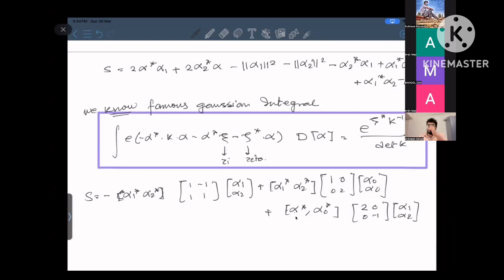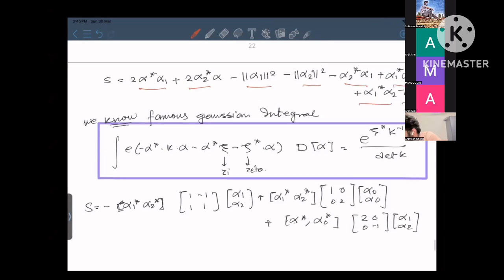Okay, so all the terms that we have in the exponential, we have taken out all the terms which only have alpha 1 and alpha 2, because that's what we are interested in. We are trying to integrate out alpha 1 and alpha 2. So out of 10 terms, these are the 8 terms that have alpha 1 and alpha 2 dependence.